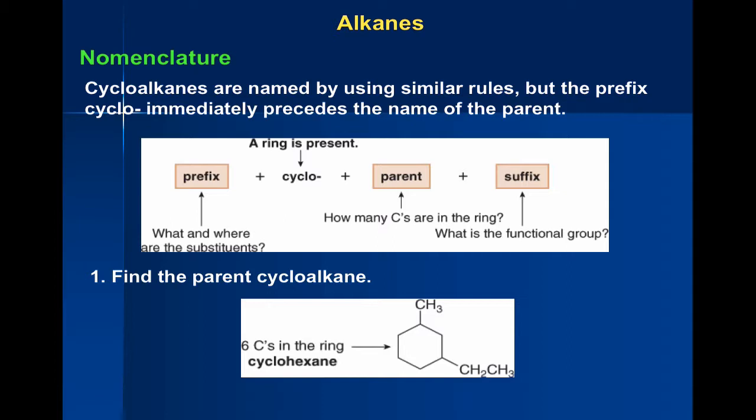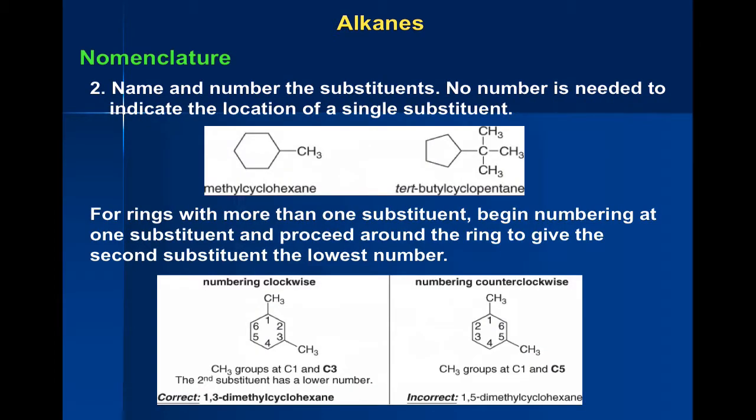Okay? So if we look at this molecule, the first thing that you're going to have to do is find the parent. And the parent is a 6-membered ring. So it would be cyclohexane. What are the substituents? I've got an ethyl group and I have a methyl group. Very good.